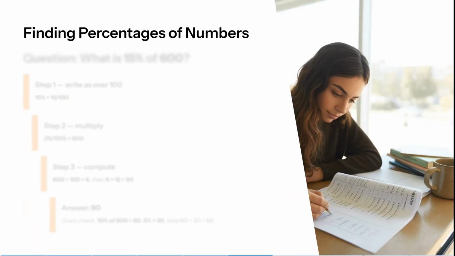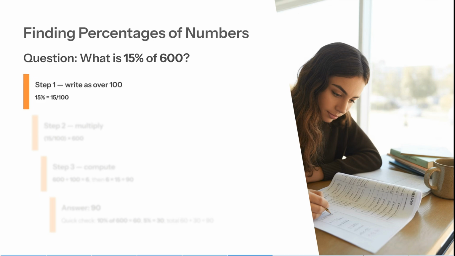Okay, so hopefully you're comfortable with that now. We'll continue on looking at percentages, but with a different type of question. So instead, we know what the percentage is, and we know the number. So what is 15% of 600? So step one, write things as over 100. So 15%, as we saw in the previous topic, is 15 over 100.